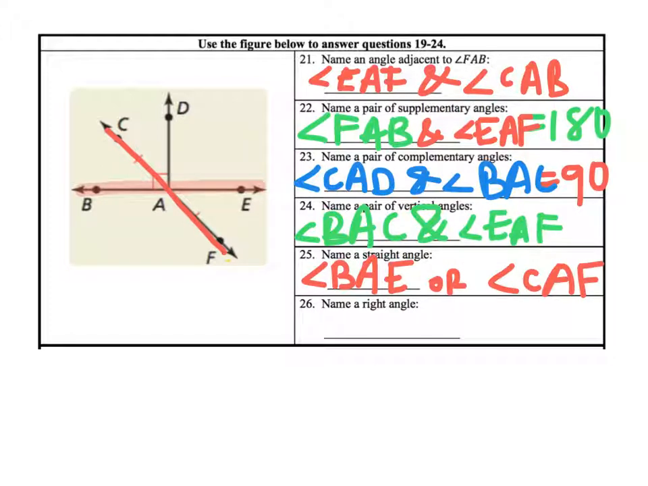And then your last one says name a right angle. We have two options, angle DAE. I know that one's a right angle because on the other side I have one, and together they form a straight line, which leads us to our other option, would be angle DAB.